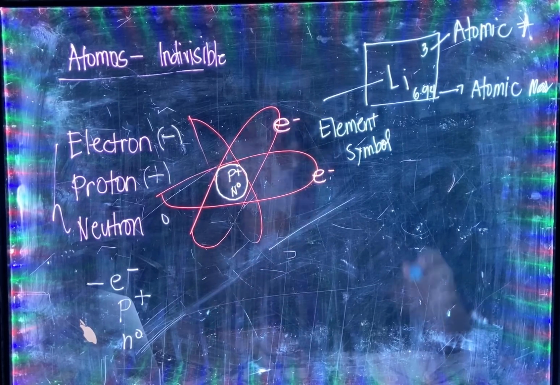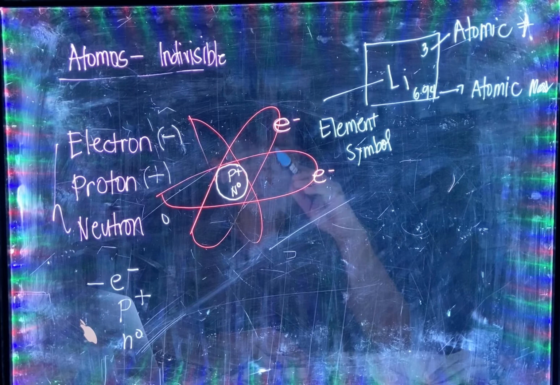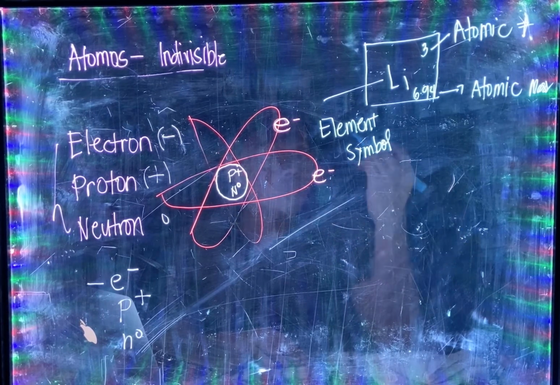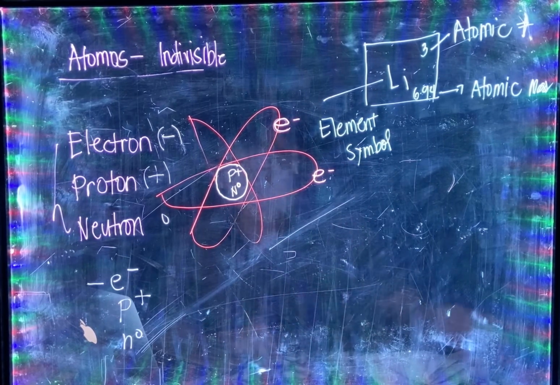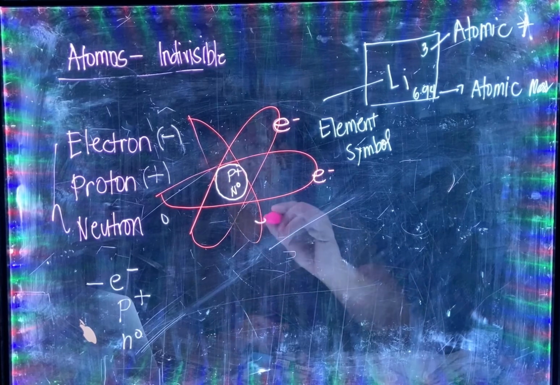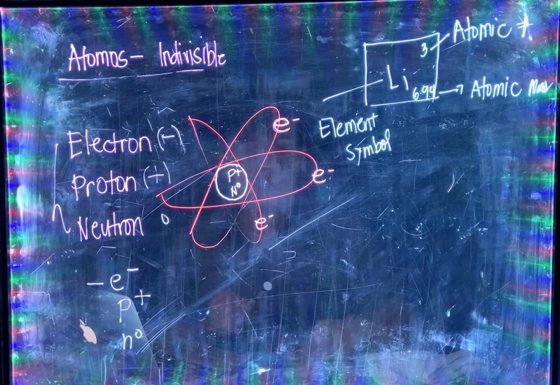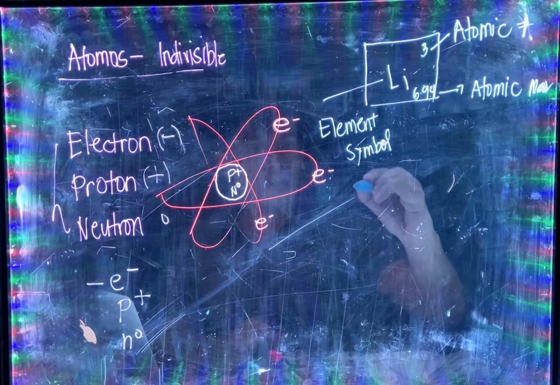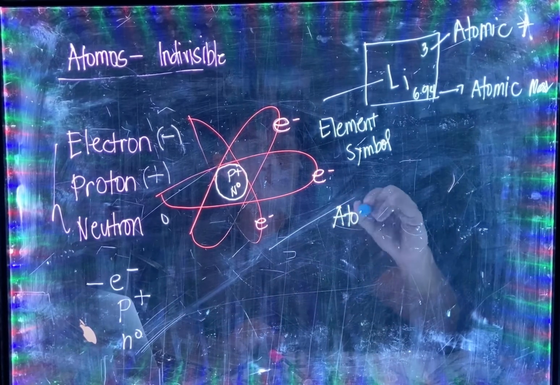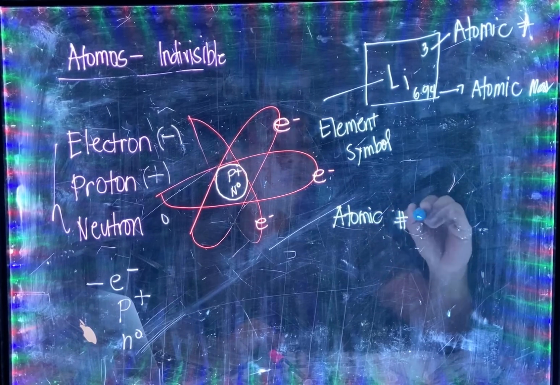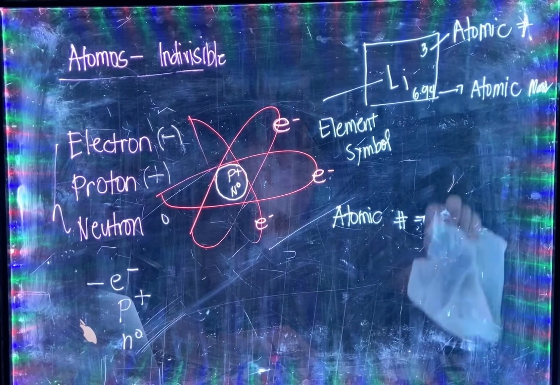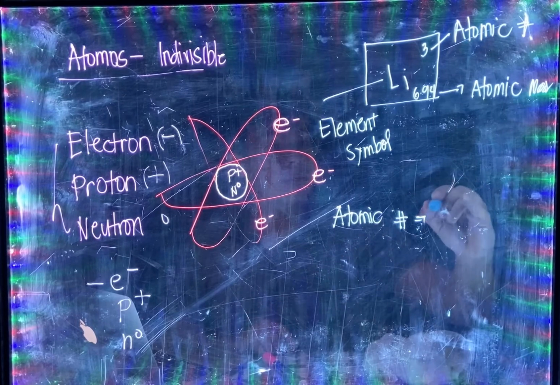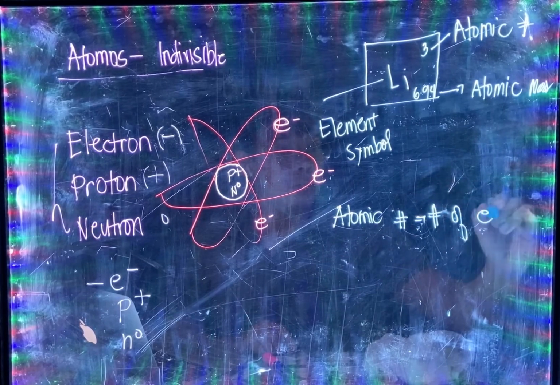In a certain diagram, we have noticed that electrons encircle the orbital. So atomic number is equal to the number of electrons. If this is lithium, it is composed of 3 electrons. Remember our formula: atomic number is equal to the number of electrons.